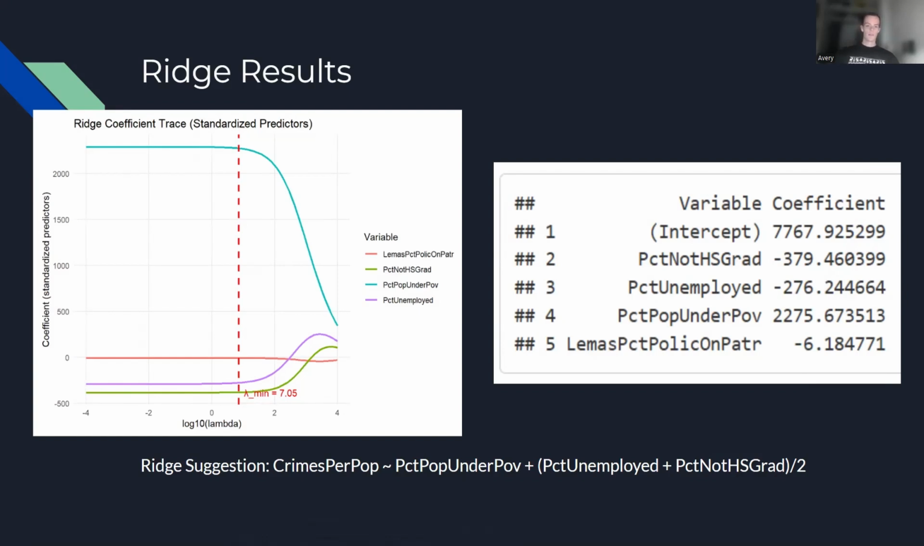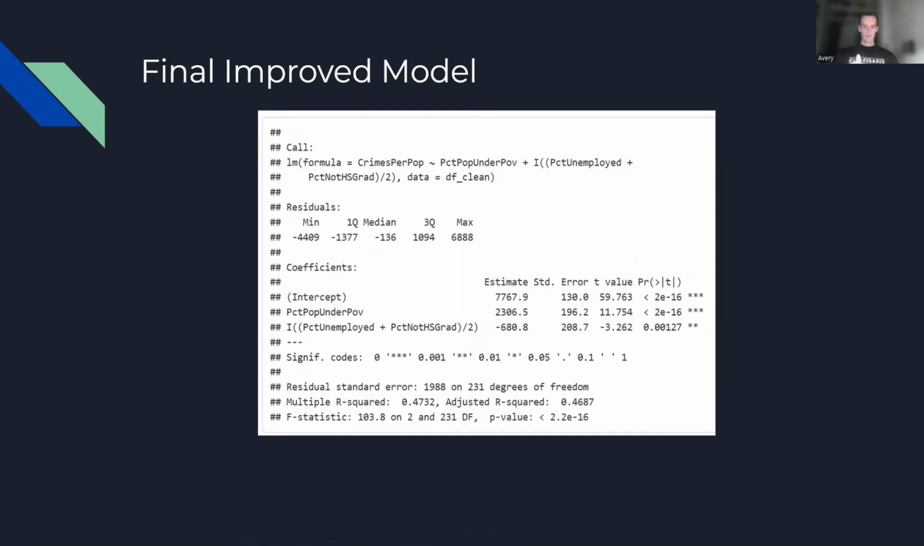on our predicted class. And then that brought us to this final improved model where we just have two predictors: our percent population under poverty and the combination of percent unemployed and percent not high school graduates. As you can see, this made all three of our values significant. It increased our adjusted R squared and reduced our residual standard error. In all, this just seems to be a better model due to all of our betas being significant. So this is the improved model we're going to be talking about throughout the rest of this presentation.